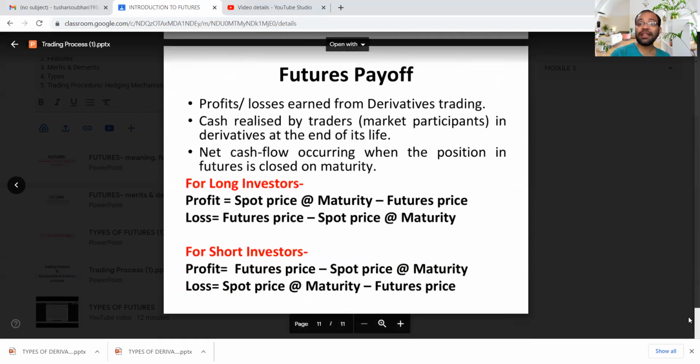Let us see the last part of the third module, that's futures payoff. What do you remember by payoffs? Very important question. Payoffs are the profits or losses earned from derivative futures trading. So here, cash realized by the market participants in derivatives will be at the end of its life, the net cash flow occurring when the position in the futures is closed on the maturity date.